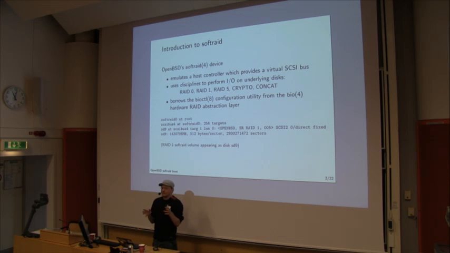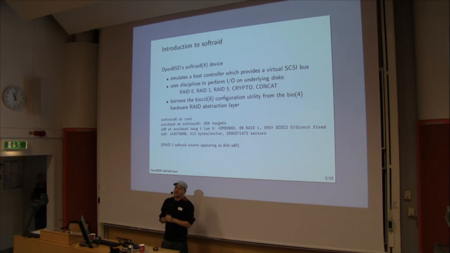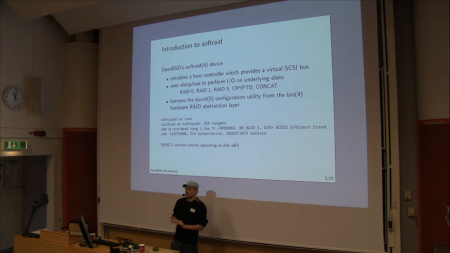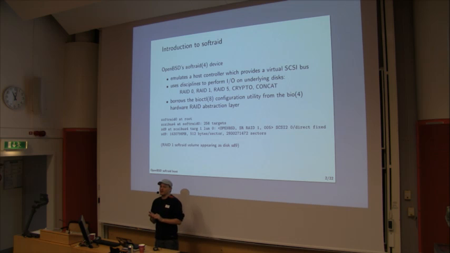The disks themselves, the virtual disks, are usually known as disciplines, which are ways of manipulating the I/O that's happening virtually inside the soft RAID subsystem. And each discipline can do anything that fits the SCSI model. So if you can express your I/O transformation in SCSI, you can write a soft RAID discipline for it. The currently available disciplines are RAID 0, 1 and 5, and we have a crypto discipline for disk encryption, and we have a concat discipline which concatenates disks, so you can have more space.